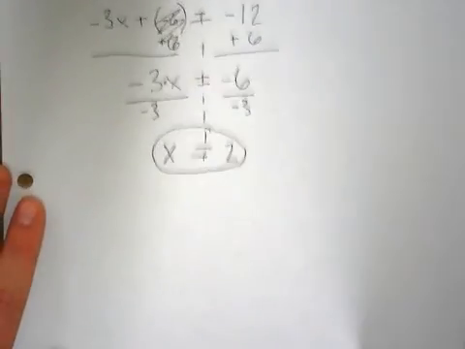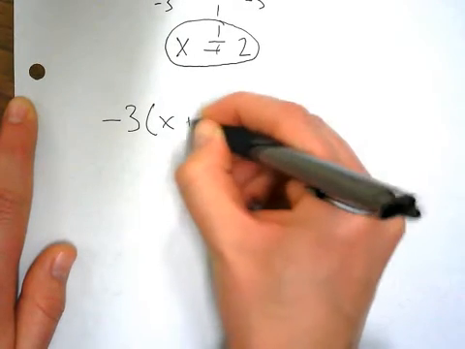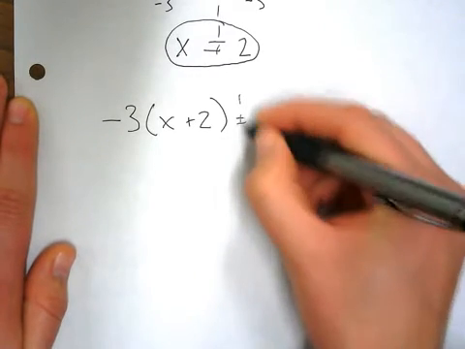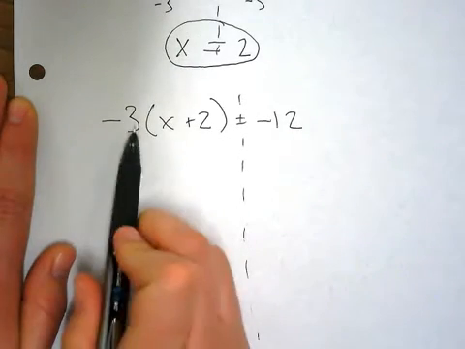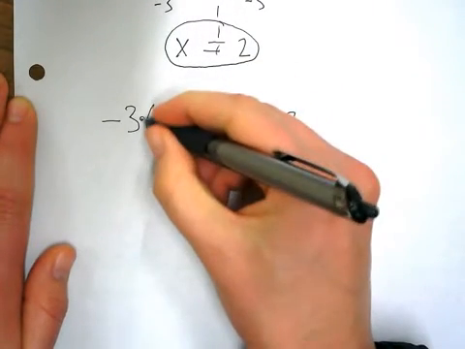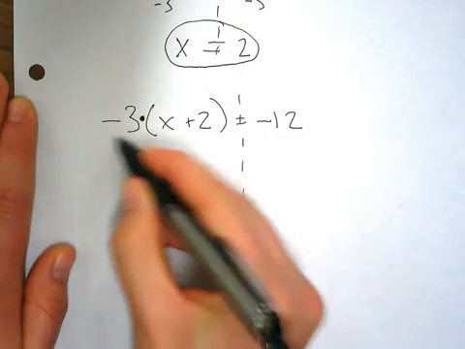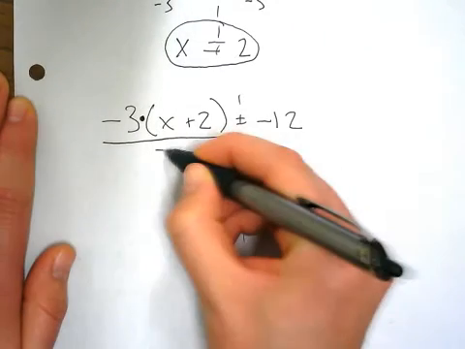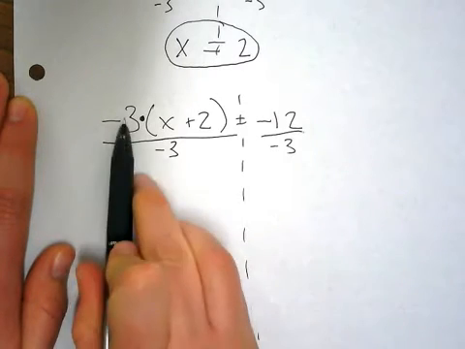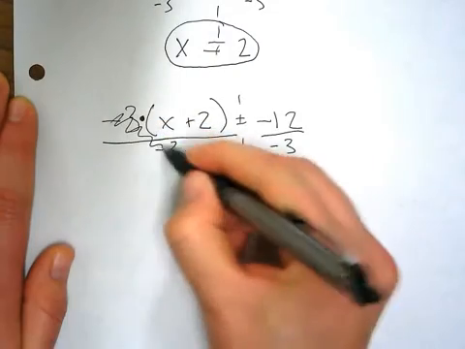Here's a second strategy that we can use to solve the exact same equation. If we still have -3 times x plus 2 equals -12, since I know the operation between -3 and these parentheses is multiplication, what I can do is I can divide this -3 right away. -3 divided by -3 just equals 1.